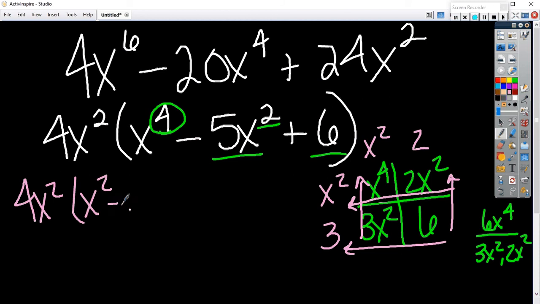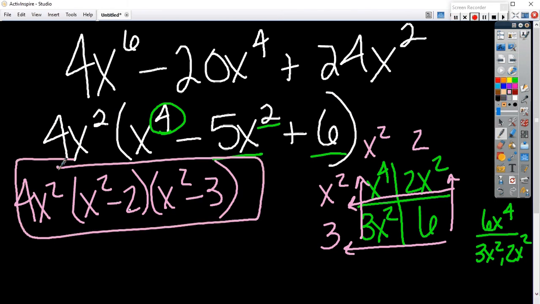Now, be careful because I need to check again, right? Factoring completely is every time you factor, you look to see if you can do it again. Can I do it again? No. Why? Neither of those two are perfect squares. So this is factored completely. Does that make sense?